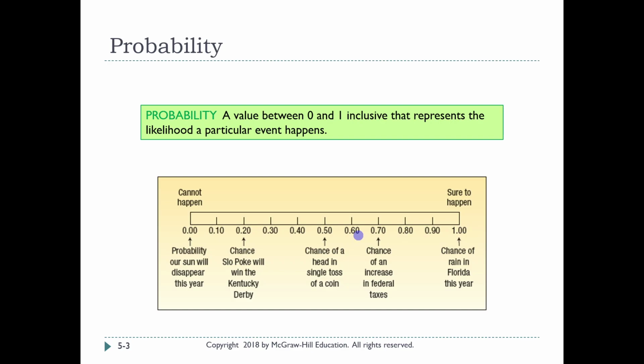And so what we're going to learn is how do we decide the likelihood and where it would fall along this number line? And then what can we do if we do know a probability? How can we use that, or a set of probabilities?